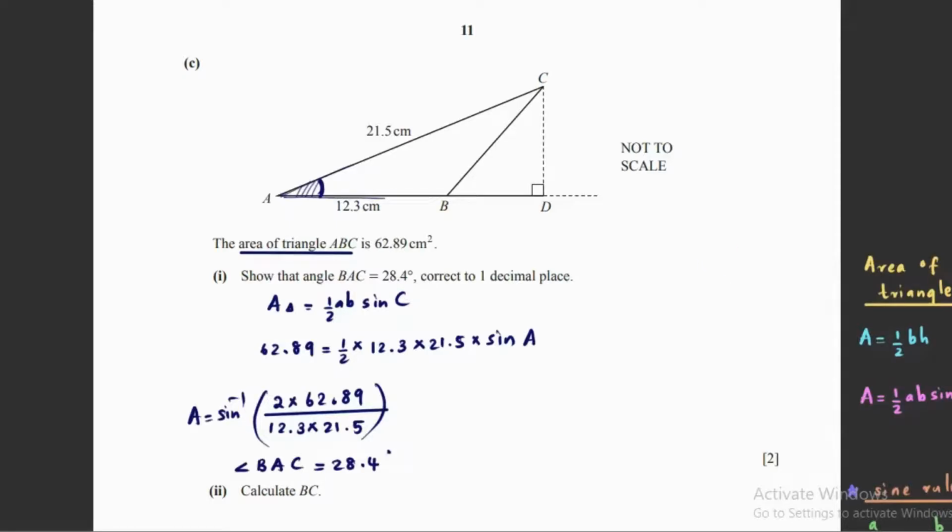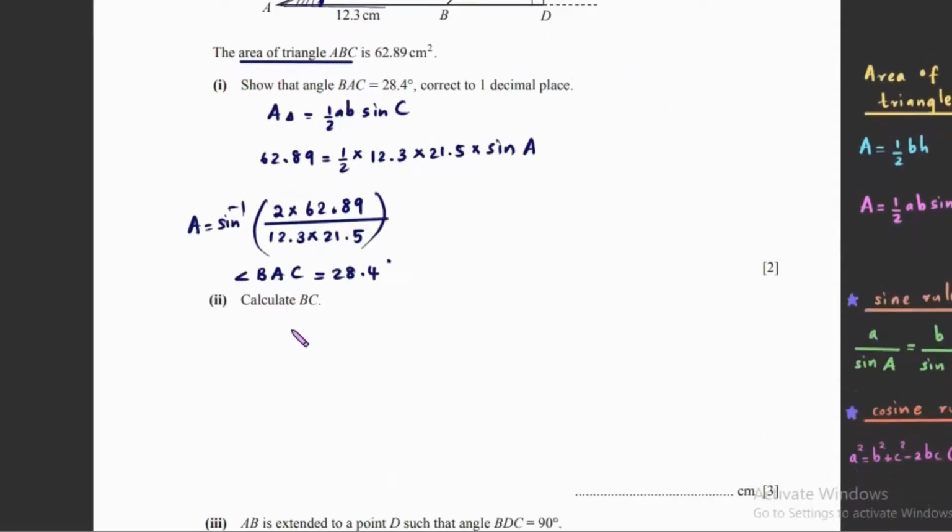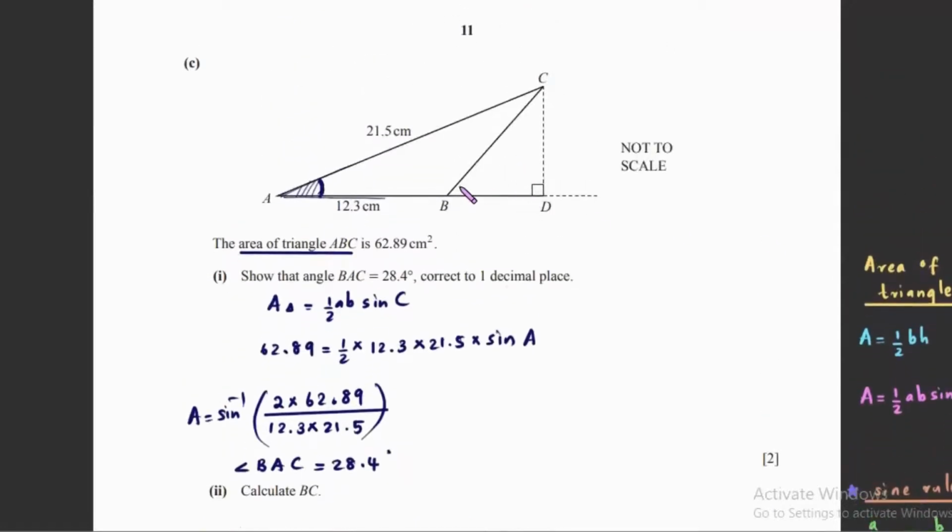Let's move on to the second part. That is to calculate BC, the length of BC. So BC is this length. We now know the value of this angle, which is 28.4. These two sides are known. This angle is known. The side opposite to this angle is what we are supposed to find.